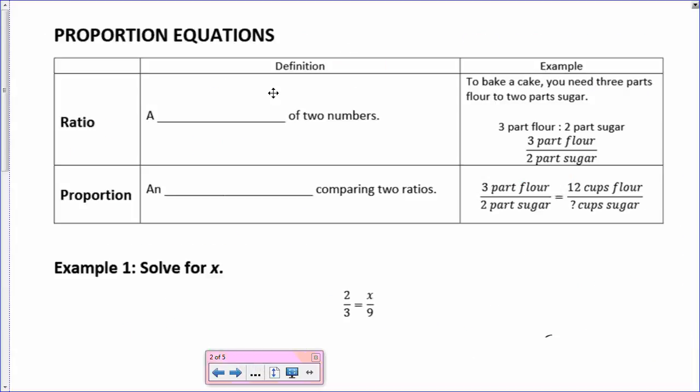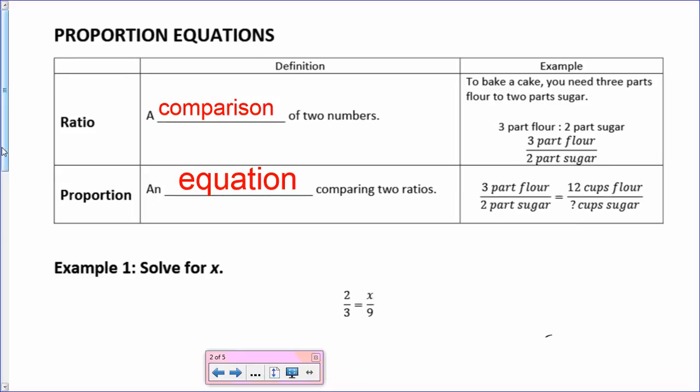So proportion equations. It's important to know these definitions. A ratio is a comparison of two numbers. So to bake a cake, you need 3 parts flour to every 2 parts of sugar. These are the different ways you can write a ratio. A proportion is an equation comparing two ratios, so it's two ratios set equal to each other. So 3 parts flour is to 2 parts sugar. What if you had 12 parts of flour? How many cups of sugar would you need? These are the kinds of equations we're going to start working on.